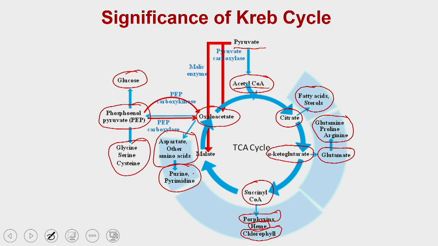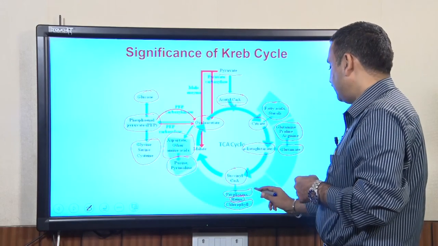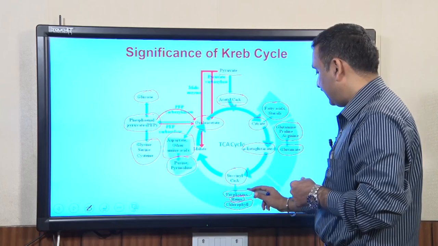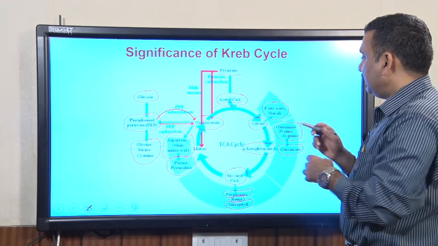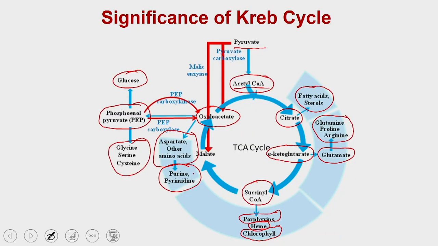Alpha-ketoglutarate is linking the TCA cycle to another type of amino acid synthesis, and succinyl-CoA is connecting the TCA cycle to the biosynthesis of heme, or the porphyrins. This means that if there is a requirement of these intermediates, for example glycine or serine, the Krebs cycle can utilize or channelize some of these acetate molecules for the synthesis of glycine or serine molecules.